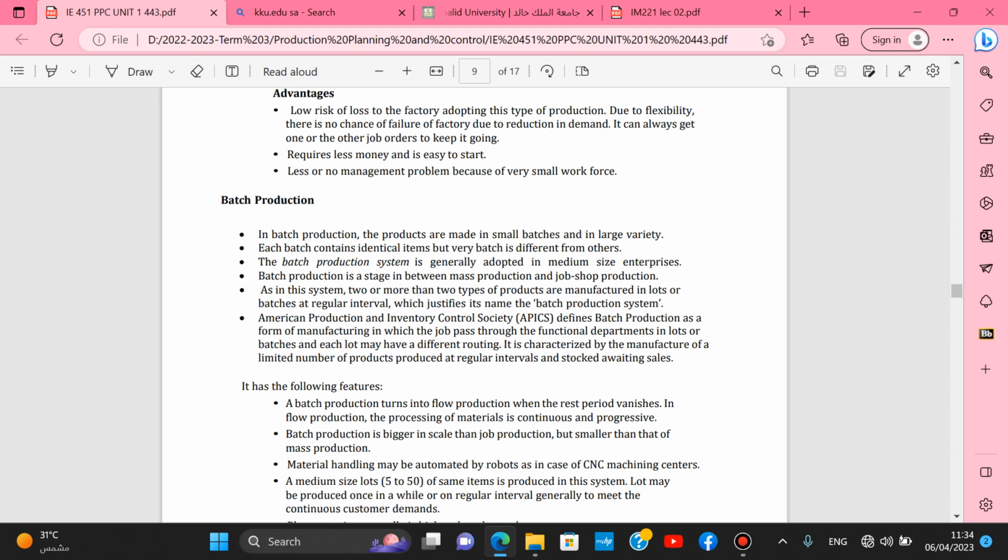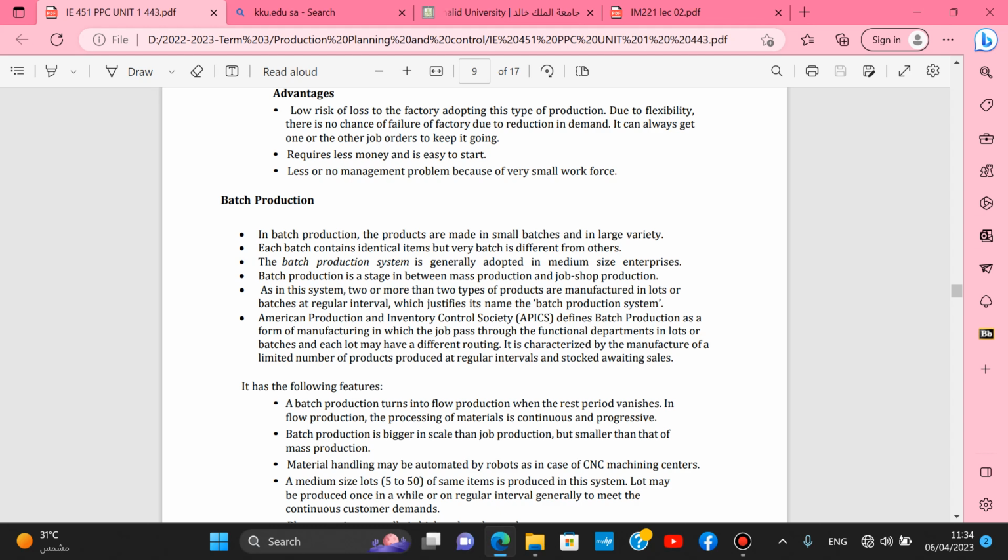As in this system, two or more types of products are manufactured in lots or batches. Lots means batches, means groups, at regular intervals, which justifies its name, the batch production system. That is why we call it batch production system.